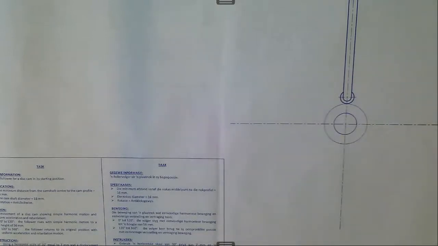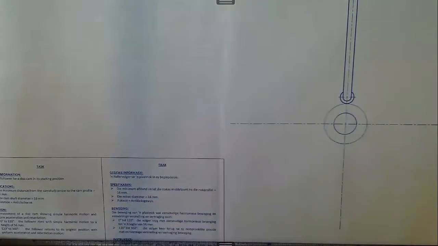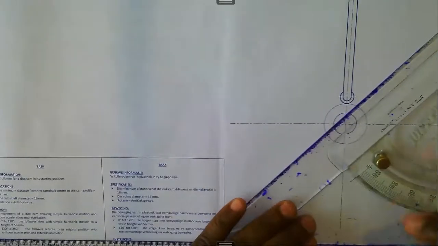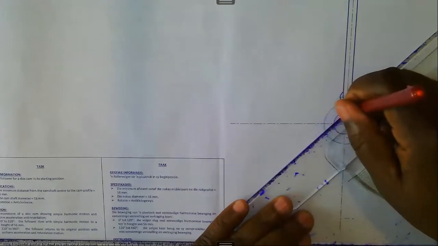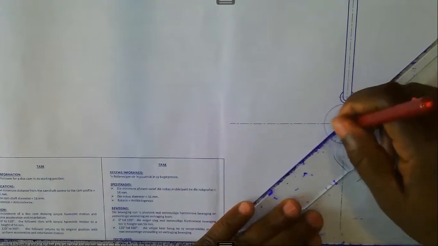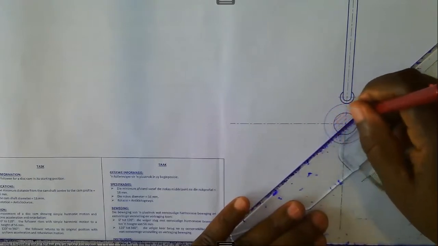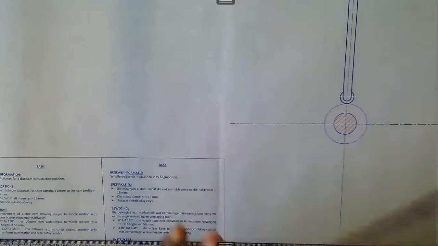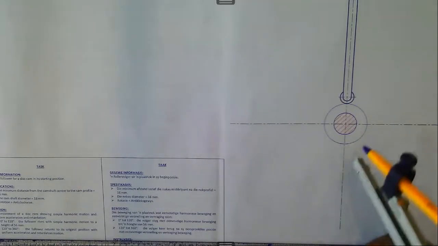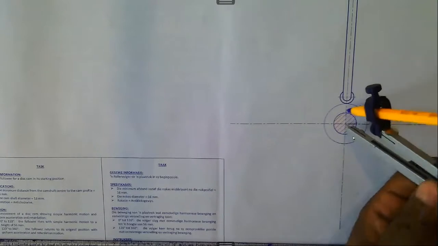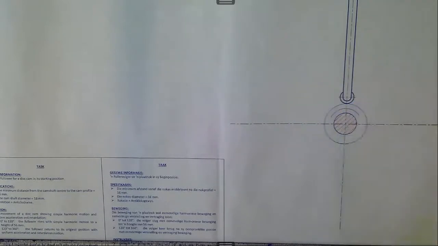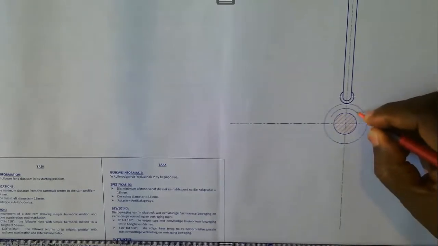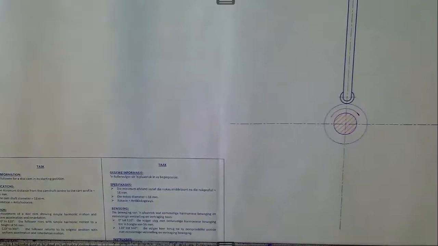Once you have done that, you hatch that part. When possible, always hatch with a 45 degrees set square. Then from there you define the direction. But just for interest's sake, we are going to change the direction to be clockwise. Darken this end like that. That would give you the direction.